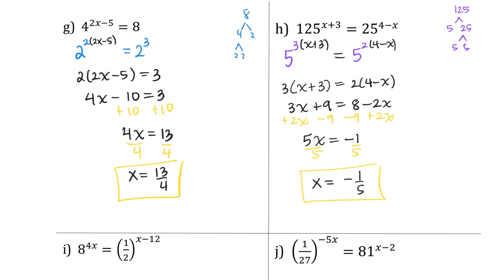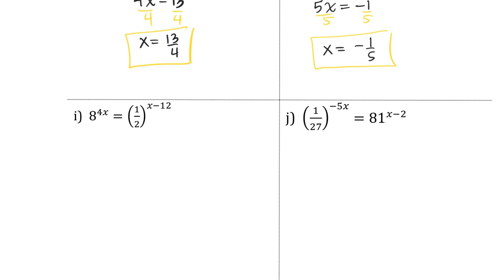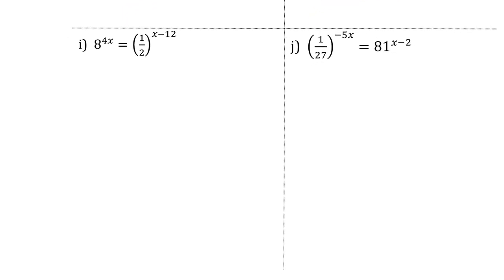Okay, 2 more. All right, and yes, they're going to get a little trickier. These are the hard ones. Okay, I have 8 to the 4x, and I have 1 over 2 to the x minus 12. Both look equally terrible. Let's start with the bigger number. Let's rewrite 8. What is 8? 8 is 4 times 2, 2 times 2 times 2, so it's 2 to the third.